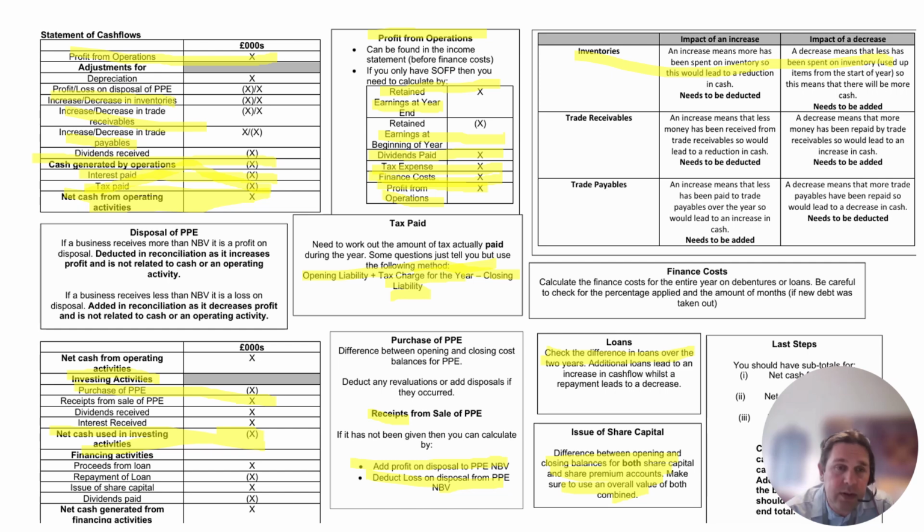Dividends paid, not dividends proposed, because dividends proposed haven't happened, so just be careful to look out for the correct dividend figure, and then add them all up, and you've got the subsection net cash from financing activities.